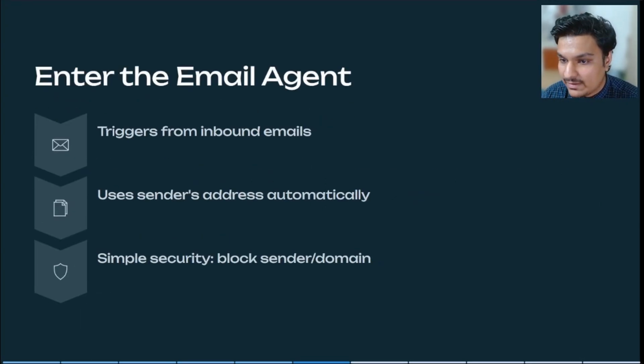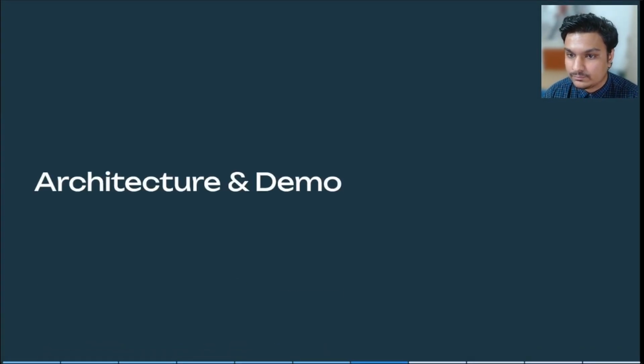So the email agent here triggers from inbound emails. Until then, it stays asleep since it's a serverless model running on Lambda, and it uses the sender's address automatically since we get that from the email file. And the security is much more straightforward here. We just block the sender or the domain itself, instead of setting up a captcha.